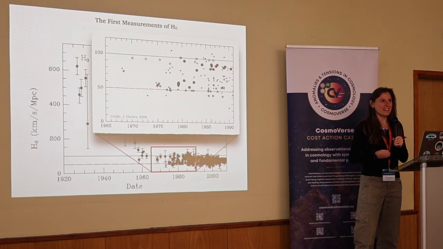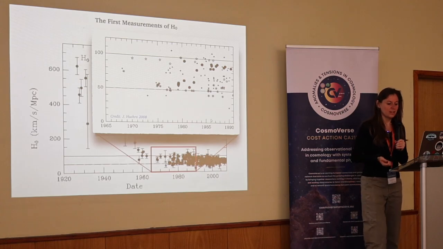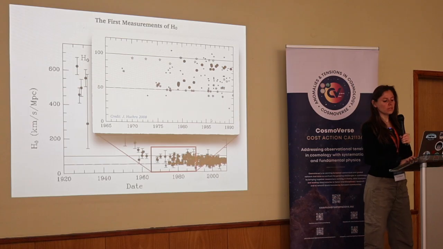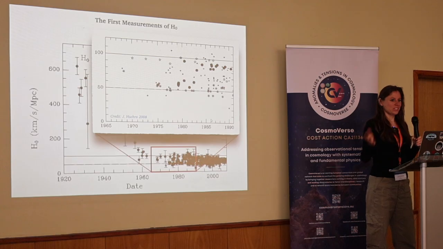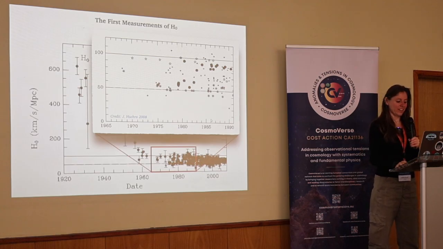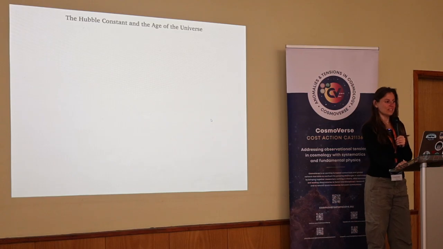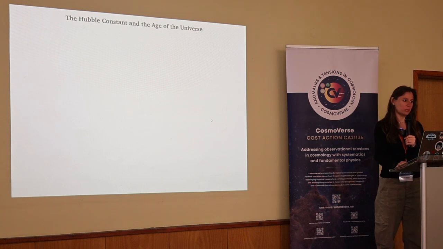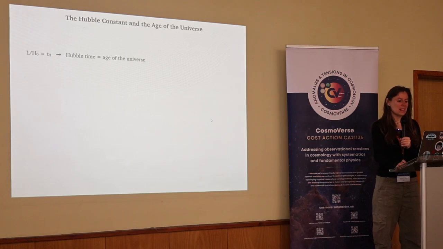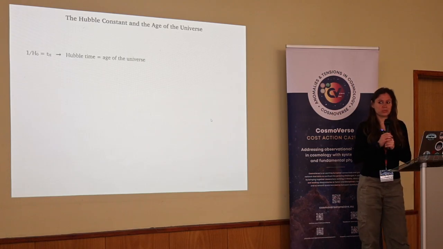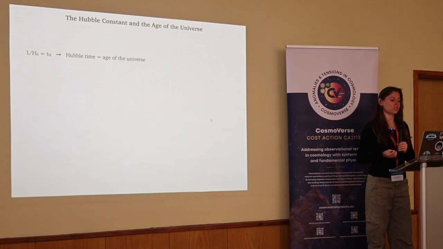This was, I would say, a preliminary debate or tension. Of course, the uncertainties were much higher than today. This was like 30 years ago. But just to say that people were already arguing between two values, between 50 and 100. Now, the Hubble constant, of course, you already have an idea of why it's so important and why it's so debated today. It's a really heated topic.